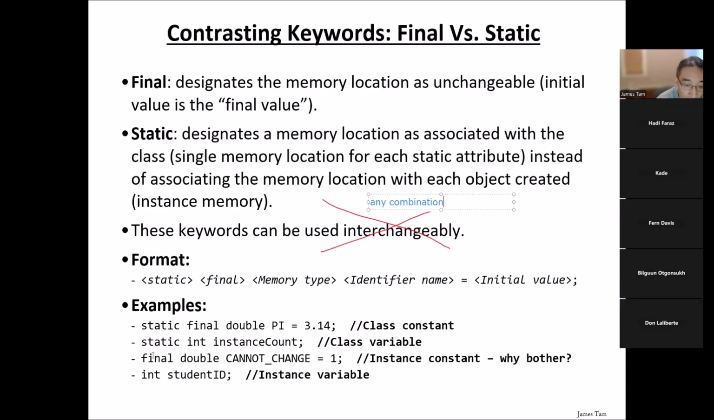Final without static: instance constant. Okay, why is it instance? Well, no static. That means each object will have this attribute. Final means it can't change. Now the question is, why bother? Is that just a snide comment I'm making, or is there something to it? Hint then: why did I say why bother?